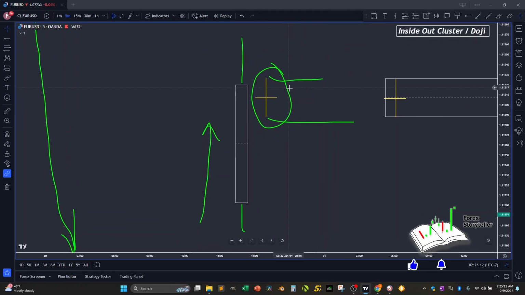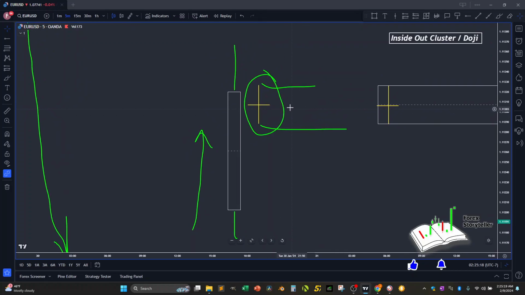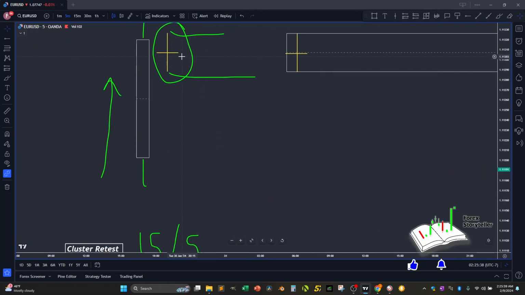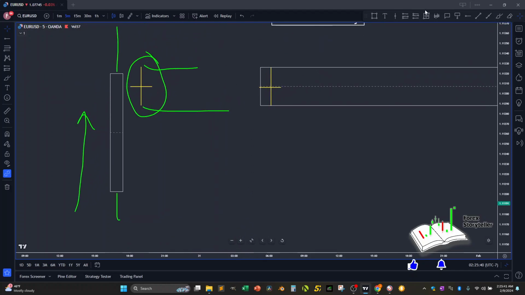You may get some wicks past it, but you are most definitely going to get strong reactions out of this level. And the reason being is when you have a strong move up like that, it takes an equally stronger pushback to stop that move suddenly. So when you see that type of pattern, that type of setup, you know there are loads of orders right inside this doji.